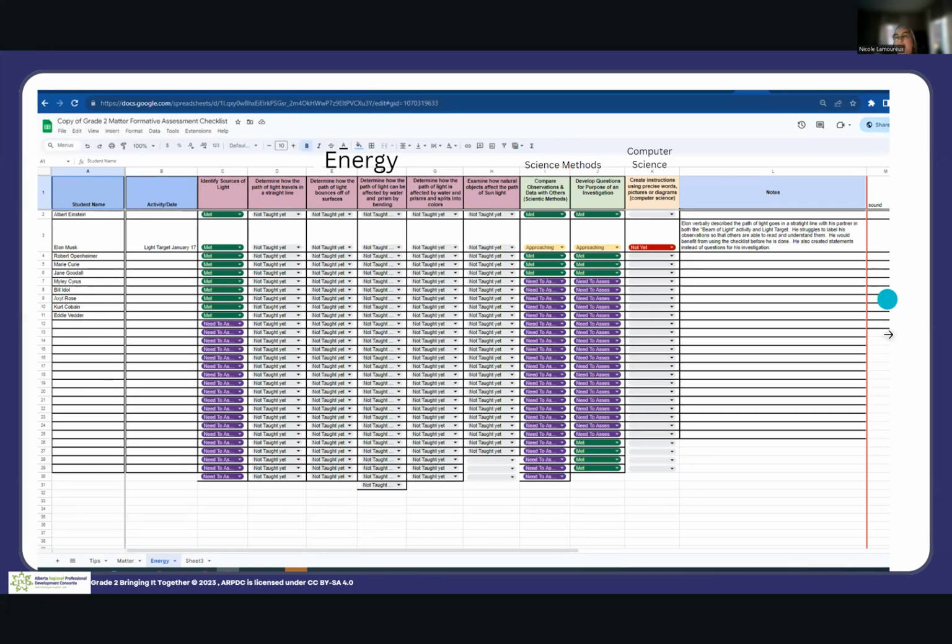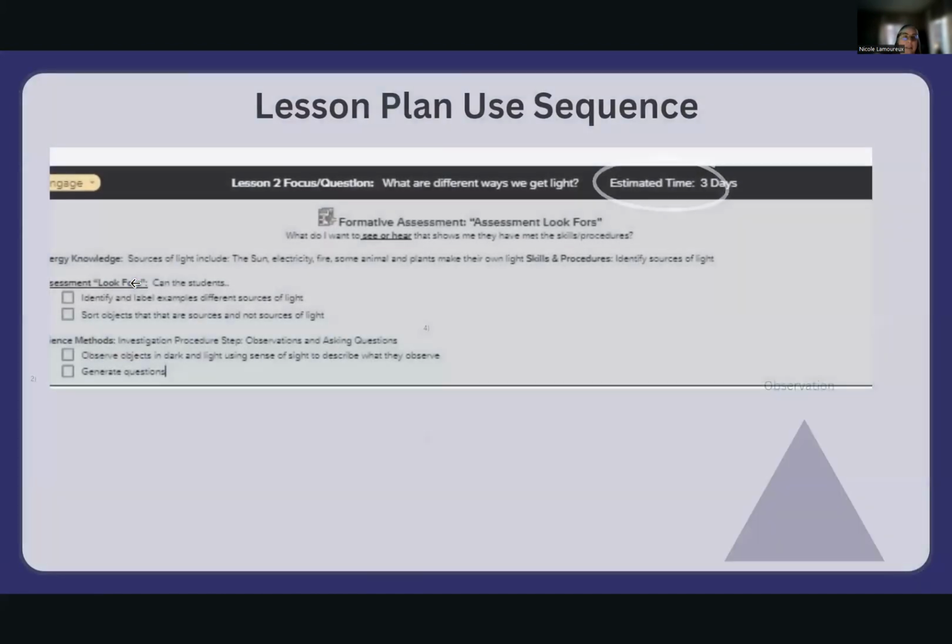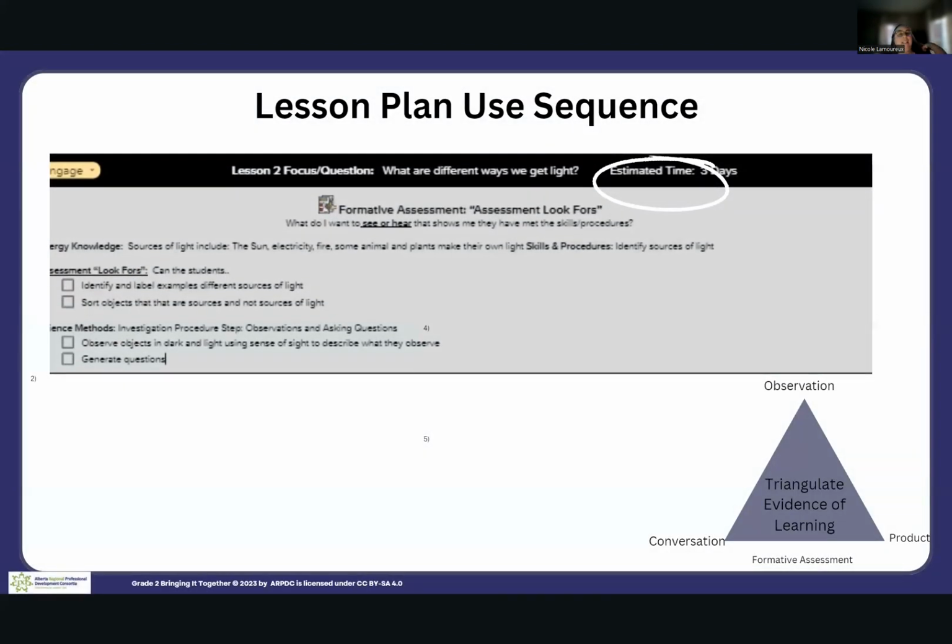And then sound is after. I didn't put it in, but you may want to put it in after as well. That's linked in the document. So the lesson plan format that I created is very similar to the other one, except I moved the formative assessment to the top. Because I feel that by the end of day 3 or so, what do I want to see or hear, right? We have that triangulation of evidence.